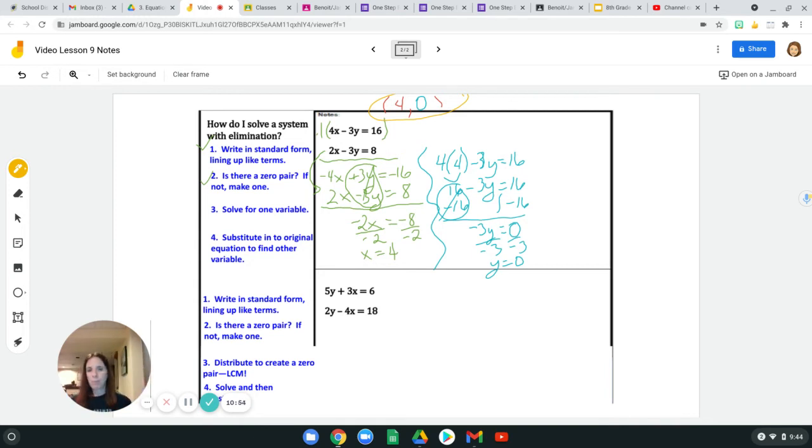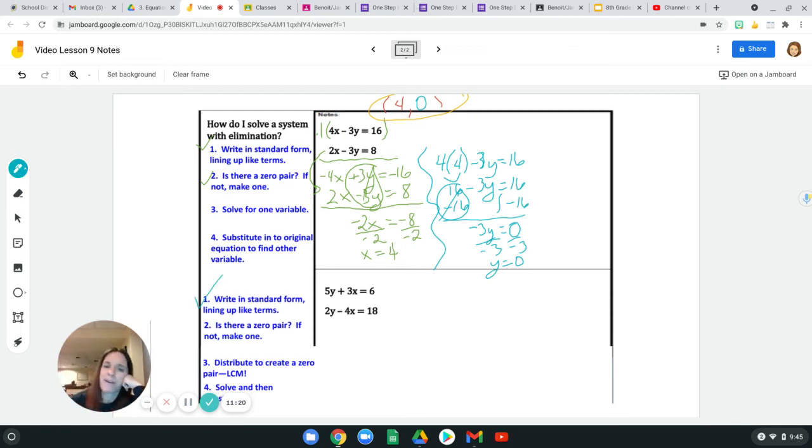We've got one more example. 5y plus 3x equals 6, and 2y minus 4x equals 18. All right, are they in standard form? Yeah, I mean they are. The y term comes first though, and that's okay. It comes first in both of them, and so the like terms are lined up, so we're good with that.